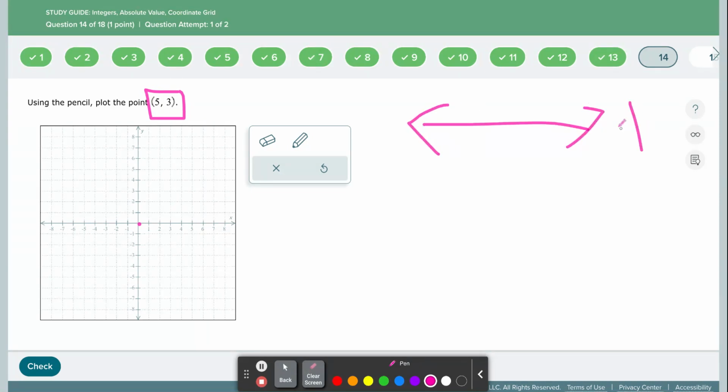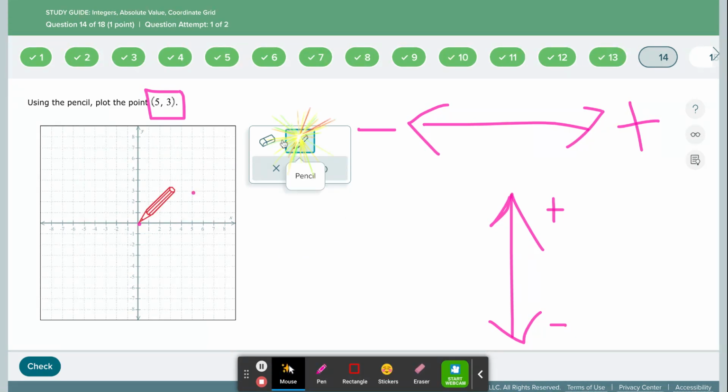If you're going right, it's because it's a positive number. If you're going left, it's because it's negative. The second number is always up or down. You go up if it's a positive number and down if it's a negative. Draw this on your paper every time if you need to remember, okay? So +5, +3. I'm not going to click that one out because I feel like we're beyond needing that, okay?